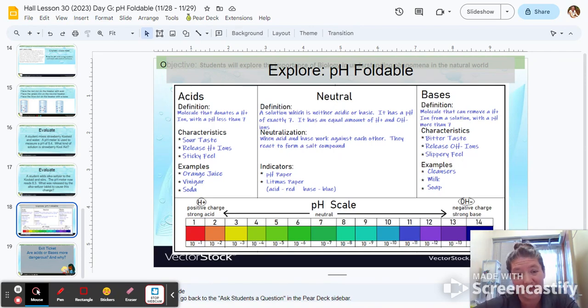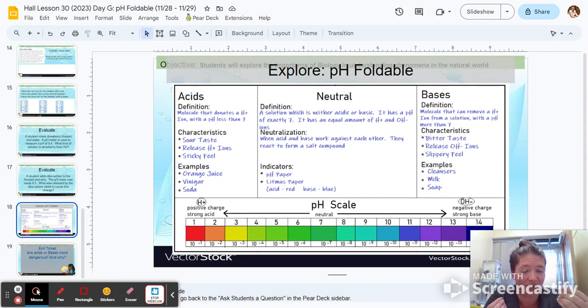So this is what the inside of the foldable looks like. Basically, we want to have our definition, our characteristics, and examples of each. So under acids, all the way to the left, our definition is a molecule that donates an H plus ion and has a pH of less than 7. The way you can tell something's an acid is it tastes sour, it releases those H plus ions, and it feels sticky.